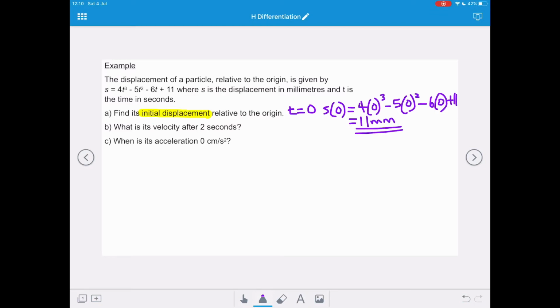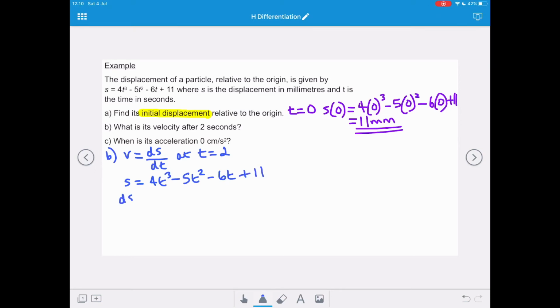Now part B asks, what is the particle's velocity after 2 seconds? So we need to remember that velocity is the rate of change of the displacement with respect to time. So v equals ds by dt. So we need to differentiate s and work out what the value is at t equals 2, because we're asked after 2 seconds. So s is 4t cubed minus 5t squared minus 6t plus 11.